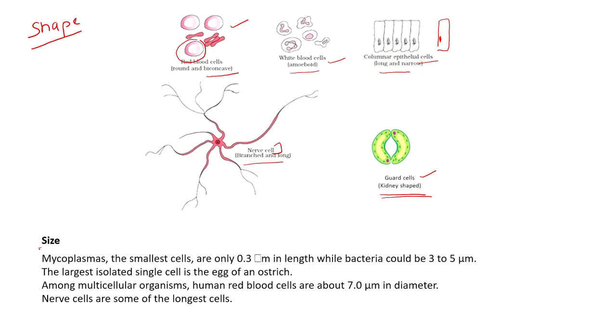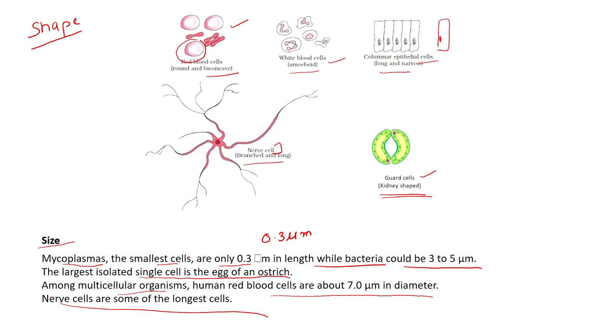Now we consider the size factor. Mycoplasma, the smallest cells, are only 0.3 micrometer in length, while bacteria could be 3 to 5 micrometer. The largest isolated single cell is the egg of an ostrich. Among multicellular organisms, human red blood cells are 7 micrometer in diameter, and nerve cells are some of the longest cells present in the human body. So cells are of different shapes and size.